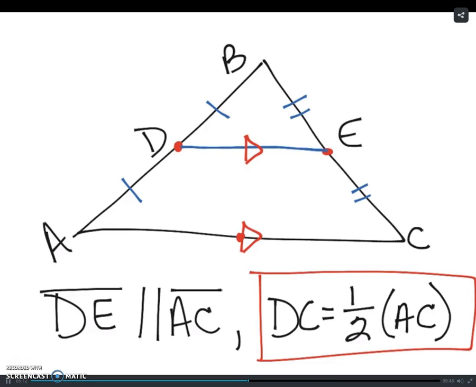Again, they may give you numbers in those locations, and you plug those in. They might give you algebraic expressions, so you need to be prepared for either one of those. Okay, so that was the triangle mid-segment theorem. All right.